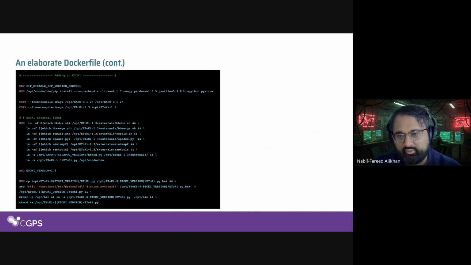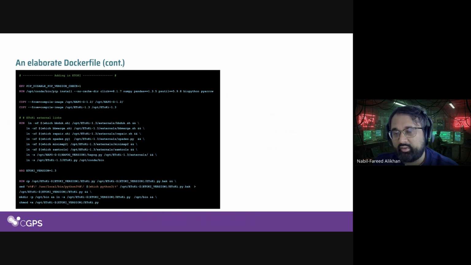And that is actually using micro Mamba as a base image. So that's an image that just has micro Mamba built into it. And then I install a bunch of software that I want using micro Mamba. And I copy. The interesting thing is the copy thing. So not only can you copy from your host machine, you can copy from previously compiled images. So it says COPY --from=compile image /opt/hapg to /opt/hapg.